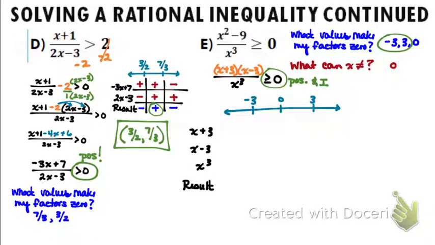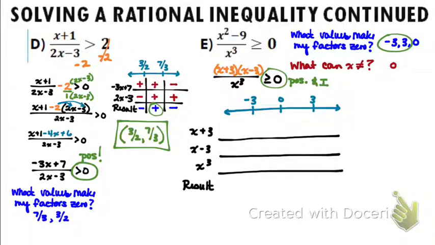My overall result. Give me a test value that is smaller than -3. -4. -4 plus 3, negative. -4 minus 3, negative. If I take a negative number and I cube it, it's going to be a negative. When I multiply 3 negatives together, I'm going to get a negative.